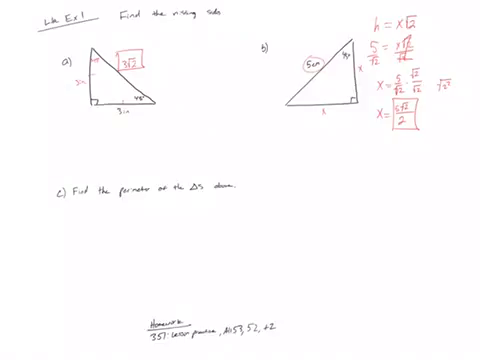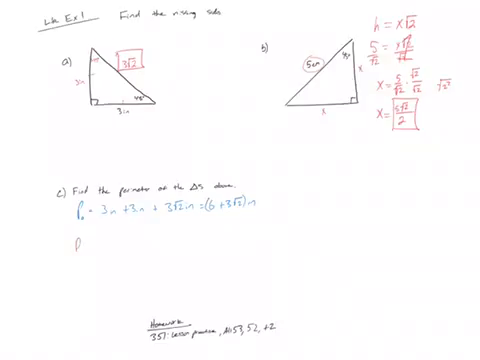Part C says find the perimeter of each of those. Let's say this is the perimeter of A. We'll just be adding up all the sides. So it'll be 3 inches plus 3 inches plus 3 square roots of 2 inches, which would be 6 plus 3 square roots of 2 inches.